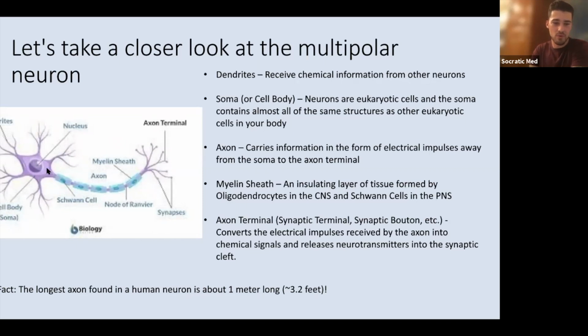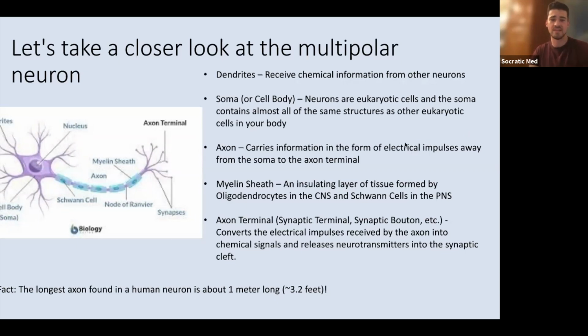So like I said before, just keep in mind that the neuron, even though it's so different from other cells in your body, it still is a cell. It's the basic form of life, so it carries on all the metabolism of every other cell in your body. They are eukaryotic cells, and the body contains almost all of the same structures as other eukaryotic cells in your body. The axon carries information in the form of electrical impulses away from the soma to the axon terminal.